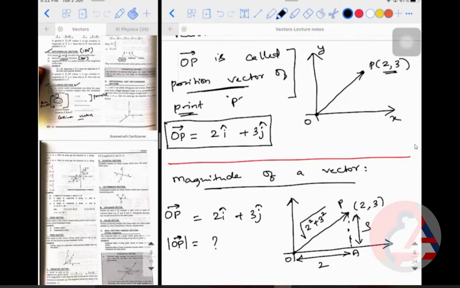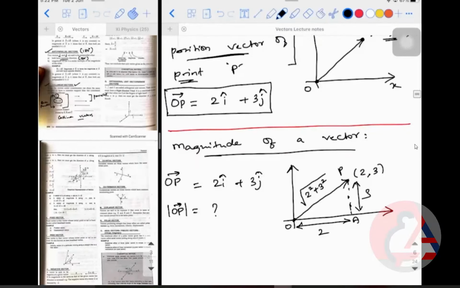Is there any other way you can derive this? Very good, this is a good method. You have formed the right angle triangle and applied the Pythagoras theorem. Is there any other way to derive this? Any other logic? Same concept but different approaches. I already told you, the magnitude of a vector means the distance between 2 points. I'm stressing on the word distance.